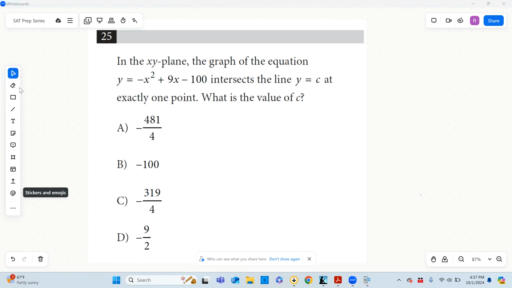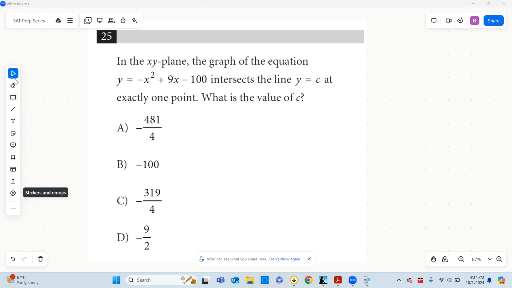Question number 25 says, in the xy plane, the graph of the equation y equals negative x squared plus 9x minus 100 intersects the line y equals c at exactly 1 point. What is the value of c?